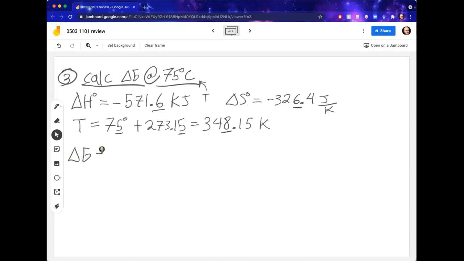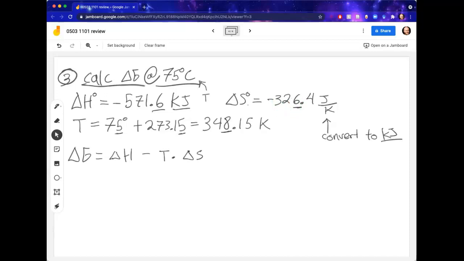Delta G is equal to delta H minus T times delta S, except there's one catch. We have to convert to kilojoules. The reason I say that is, one, because the question asked for it, and two, because delta H is also in kilojoules. So in this case, to do that conversion, we have to multiply by 10 to the minus 3. However you want to do that is fine. One way to do that would be to move this decimal point 3 places to the left.